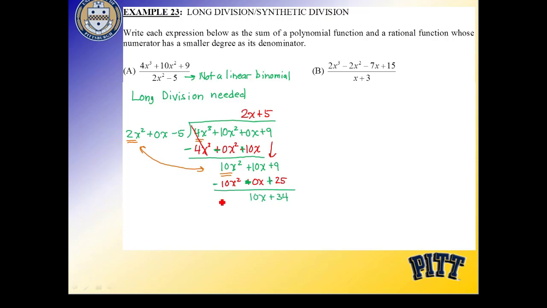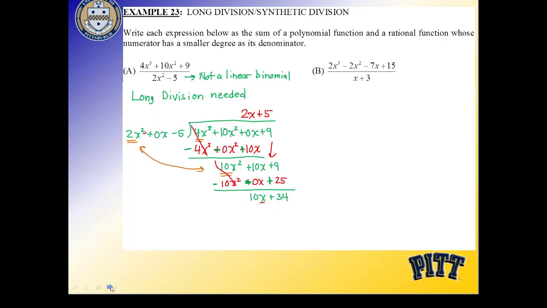Again, the first terms are going to cancel. They should. That's how you set it up. 10x minus 0x is 10x. 9 plus 25 is 34. I have no more terms to bring down. The degree down here is smaller than the degree up here. Therefore, that's all my remainder.